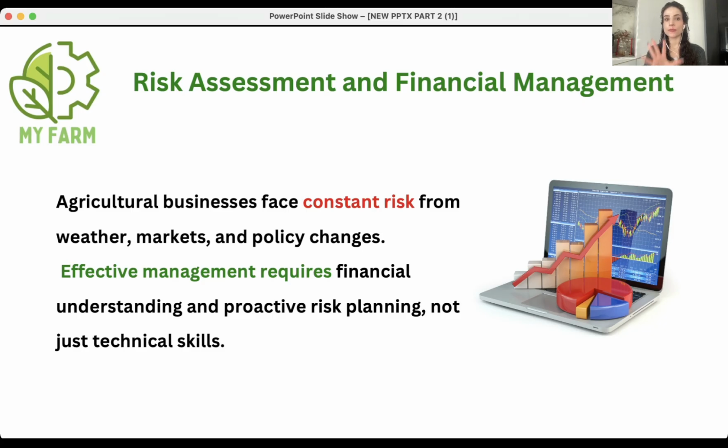Now we are going to focus on risk assessment and financial management. Well, agricultural businesses operate in a high-risk environment. Weather events, biological hazards, market fluctuations, and policy shifts are frequent realities. Managing a farm or agribusiness successfully requires much more than technical expertise. Instead, it demands a solid understanding of financial management and a proactive approach to risk assessment.